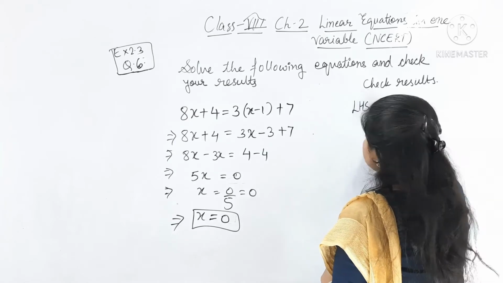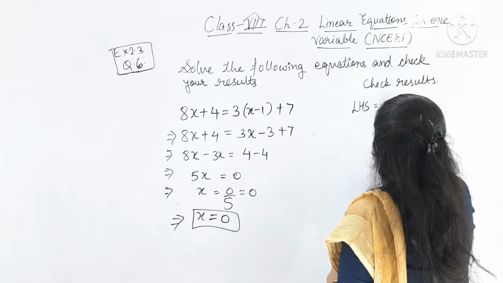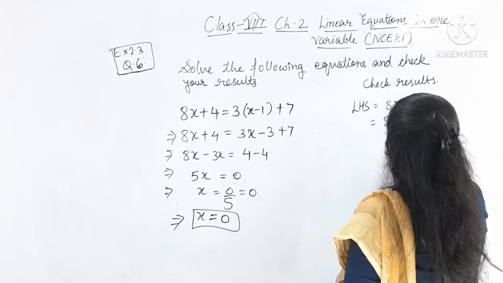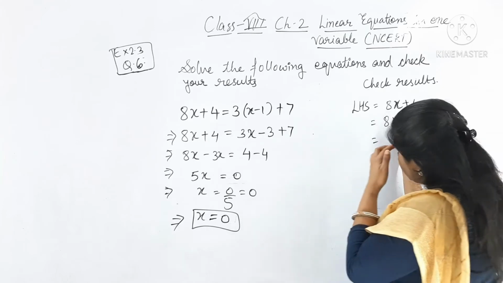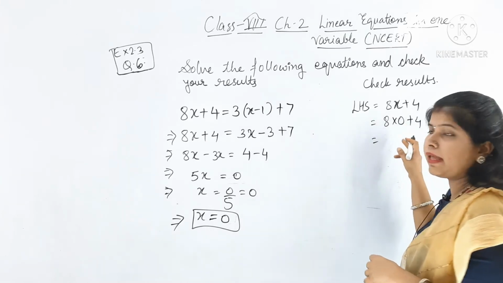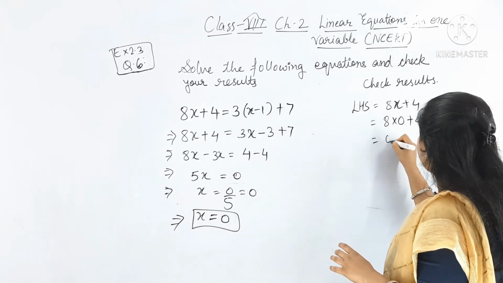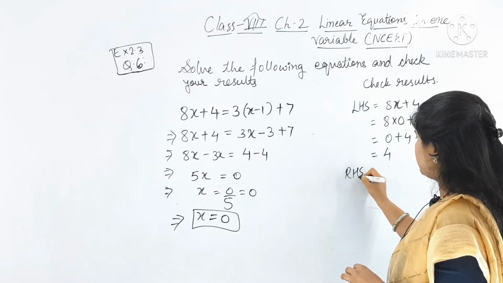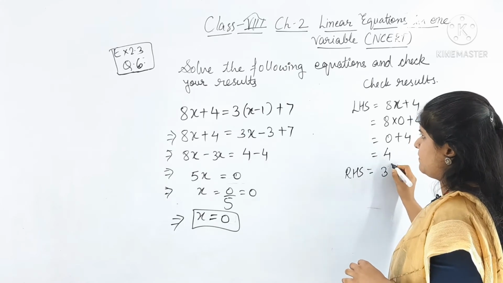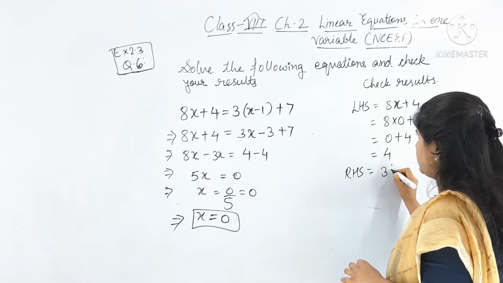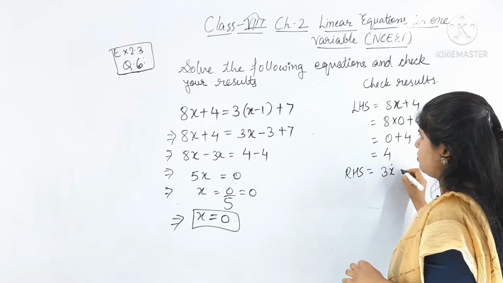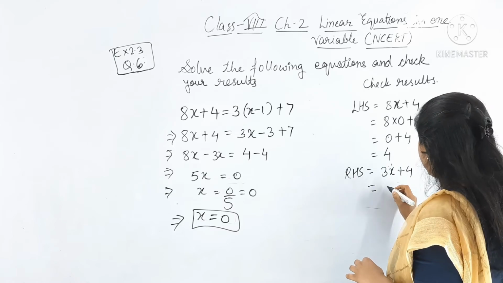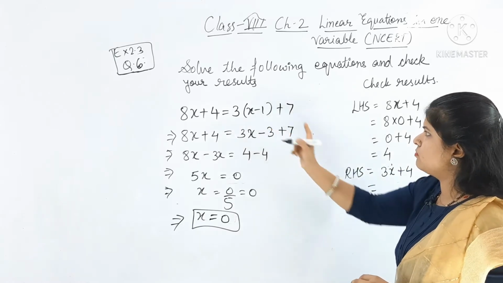Here it is LHS. So 8 into 8x plus 4. So we have to substitute this number. 8 into 0 is 0. Any number which is multiplied with 0 is 0. So I am getting here 0 plus 4, 4. Okay. RHS is 3x plus 4.